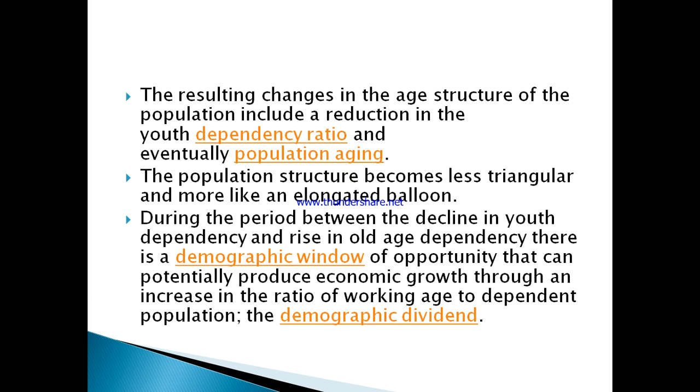The resulting changes in the age structure of the population include a reduction in the youth dependency ratio and eventually population aging. The population structure becomes less triangular and more like an elongated bed. During the period between the decline in youth dependency and rise in old age dependency, there is a demographic window of opportunity that can potentially produce economic growth through an increase in the ratio of working age to dependent population, the demographic dividend.